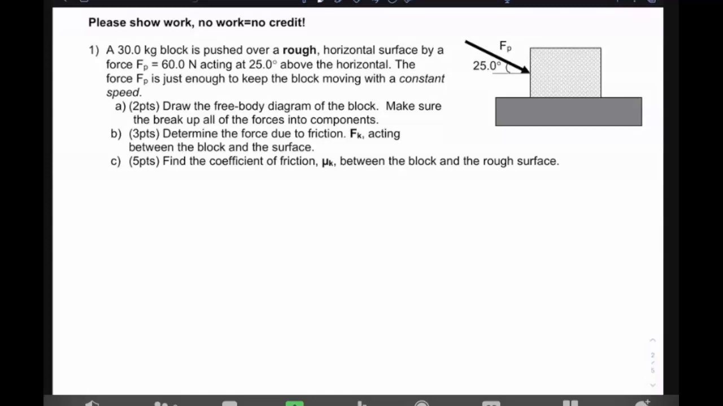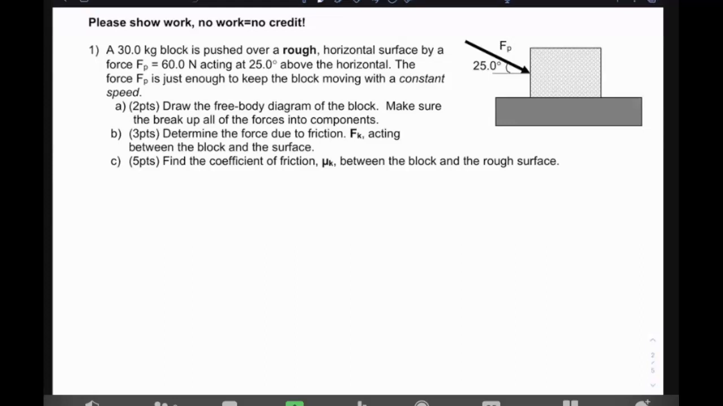In this video, I go over the first problem in exam 2. A 30.0 kilogram block is pushed over a rough horizontal surface by a force F sub p equal to 60.0 newtons, acting at 25.0 degrees above the horizontal. The force F sub p is just enough to keep the block moving with a constant speed.